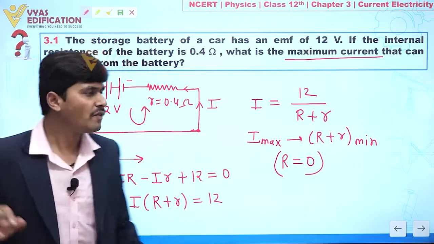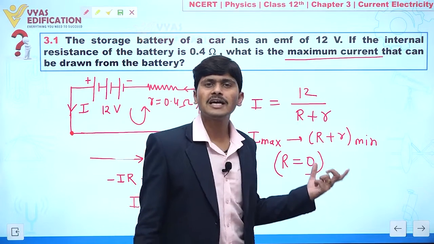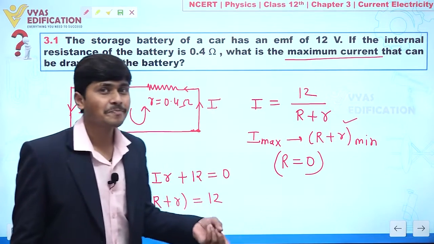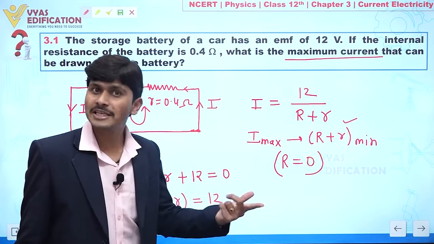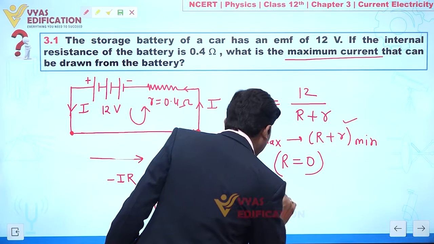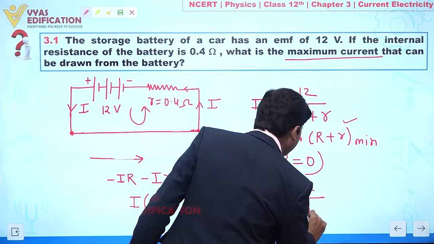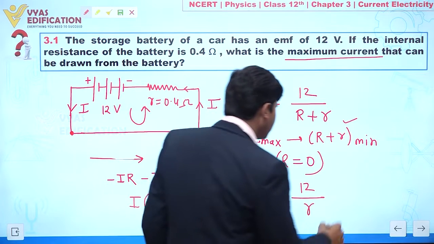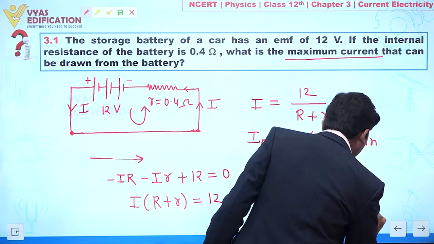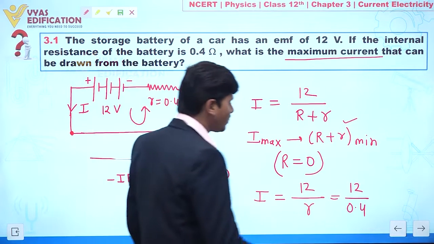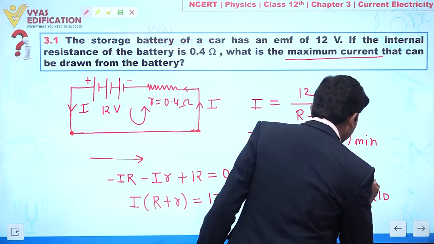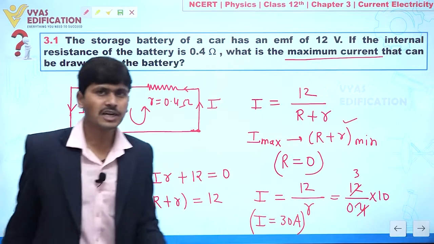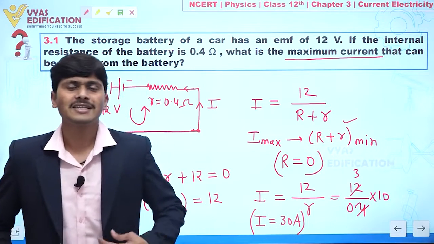Clear? So if we assume this capital R to be 0, at that time this value, R plus r, will be minimum, and the current that will flow in this circuit will be maximum. Yes or no? So capital I is given by 12 divided by small r, and the value of small r is given to you as 0.4 ohm. So this is equal to 12 divided by 0.4. If you solve it, you can easily get the answer. This is 30, so the value of current I is 30 ampere.